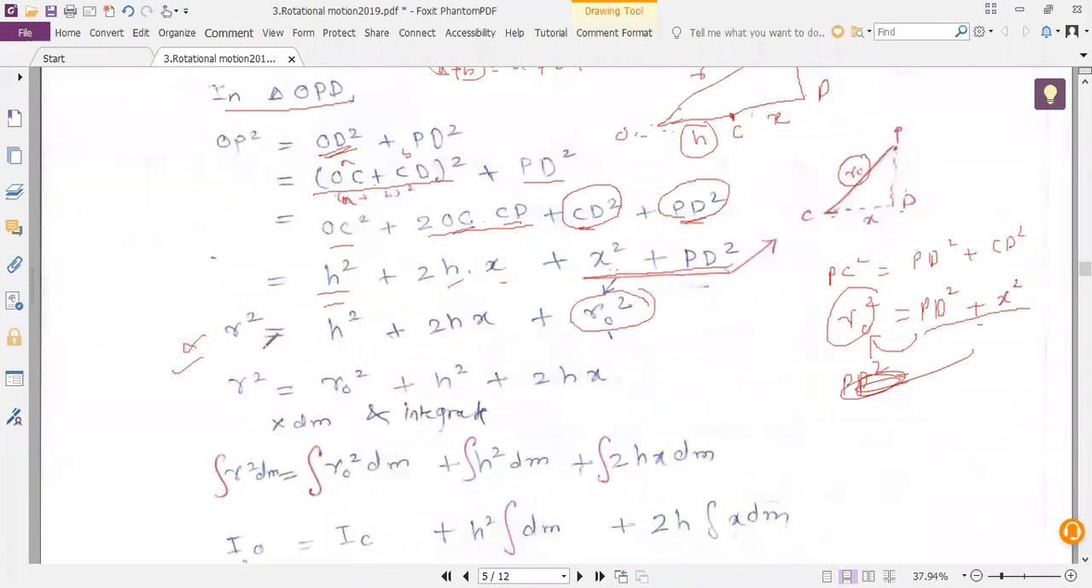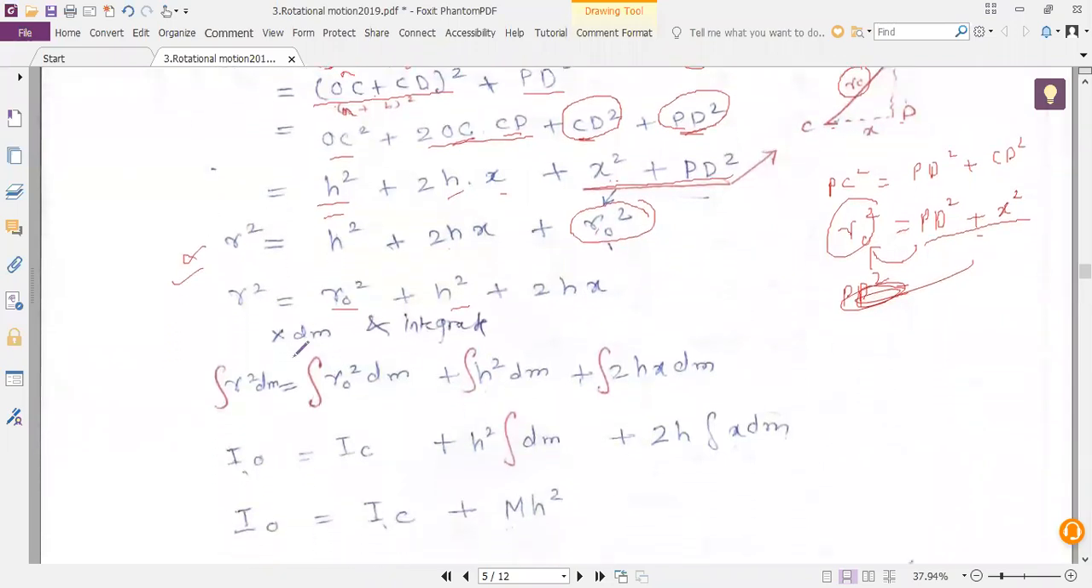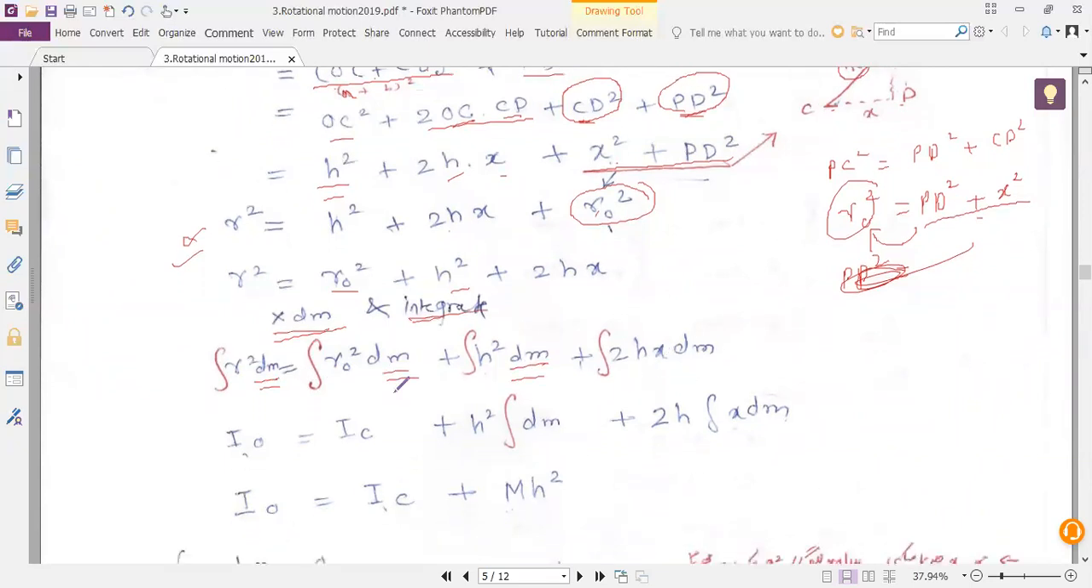Next, what do we do? Rearrange it. Take R0 first, then H, then 2H. Now multiply by dm as well as integrate this. So we are integrating as well, and we multiply by dm. I hope you understand this part.